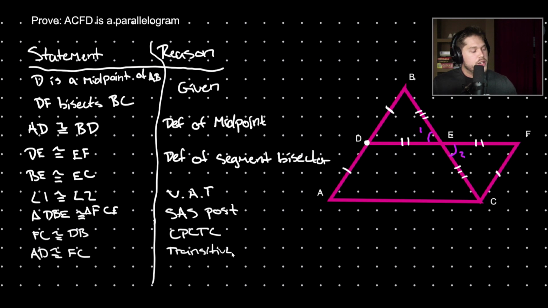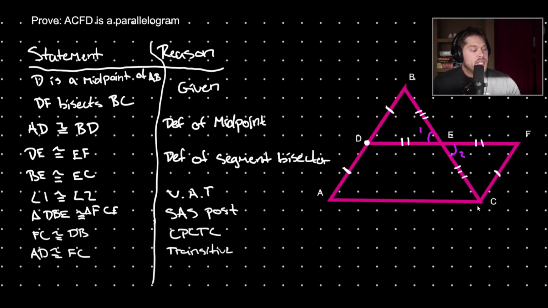And we know this because it was given to us that D is a midpoint, so we discovered that AD and DB are congruent, and since DB is congruent to FC, then that implies that FC is congruent to AD by the transitive property. So we have that these sides are congruent to one another. What else can we determine?